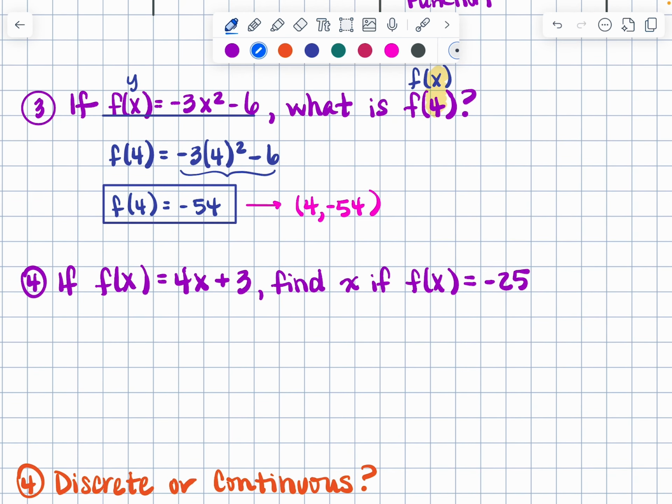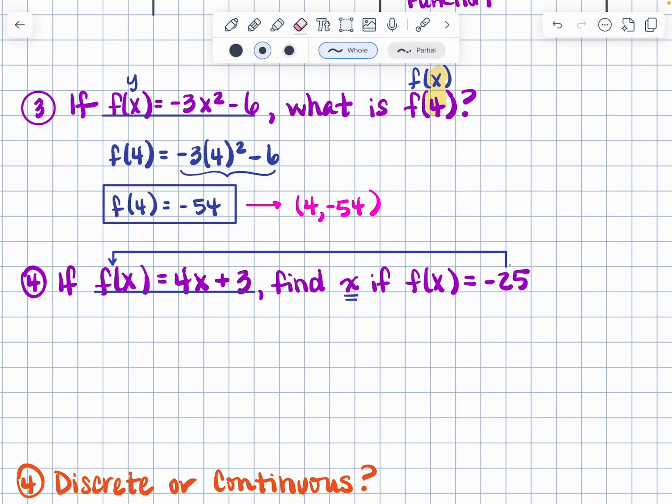Now on this one, the next question, it's completely different, right? Because on this one, it says if f of x equals 4x plus 3, find x. So you're solving for x if f of x is negative 25. So this is the output, right? This is the y, right? So we're going to be taking that negative 25, and we're actually plugging that in. We're not plugging it in for x. We're plugging it in for f of x. Okay, it's the reverse of number 3, the question we just did, right? So they're giving us the output, right?